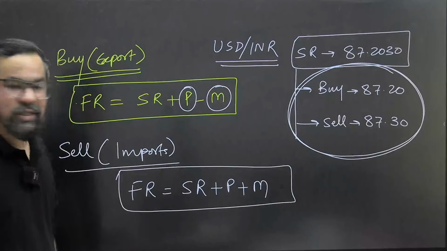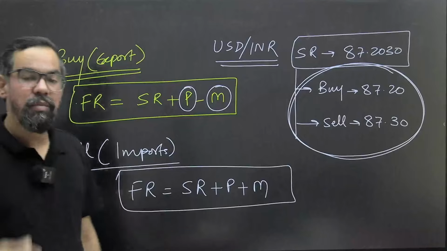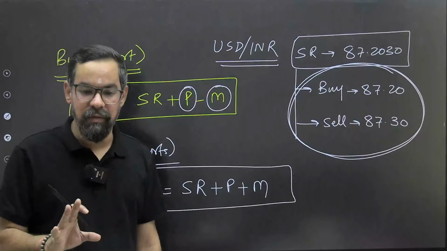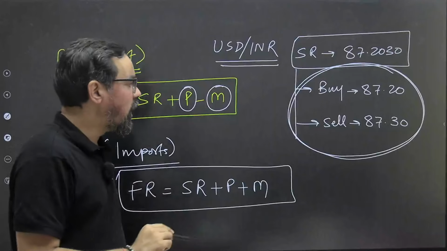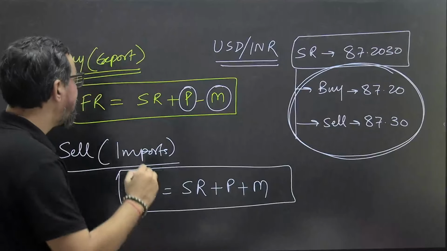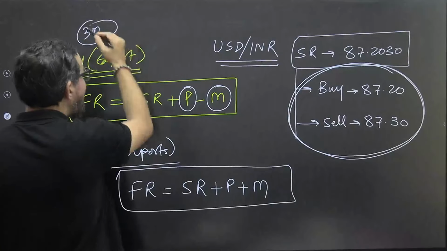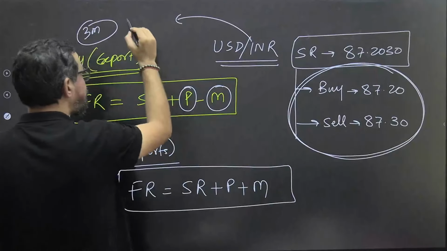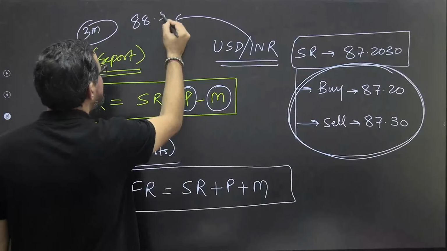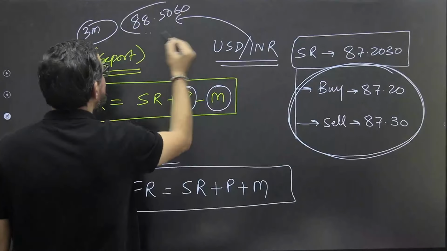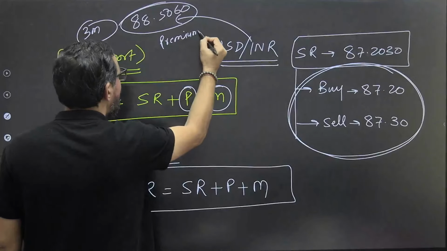Now, this is the formula which you have to remember first of all, because it will help you. Believe me, if you understood this particular very well, you will be able to solve each and every single question. I hope you guys remember. Let's say the 3 month later, USD INR is quoted as, suppose, 88.5060. Okay, that means this is in premium. This is the case of premium.